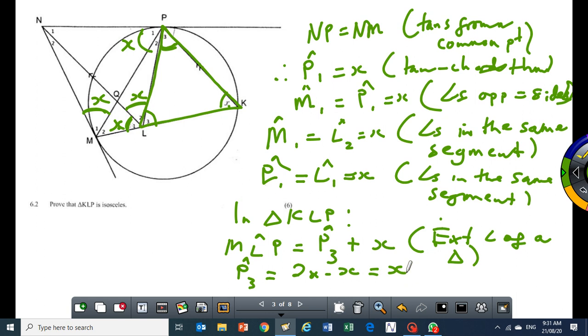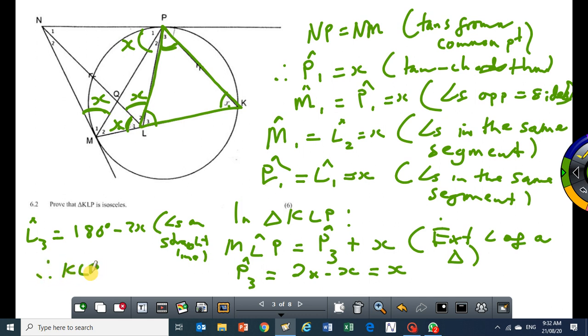Furthermore, I'm just going to write this one here separately, and I'll say L3 is equal to 180 degrees minus 2x. That's angles on a straight line. Then I'll say therefore KLP is isosceles. It's 6 marks, so I suggest that you provide as much information as possible. The more information you provide in terms of statements and reasons, the more likely you are to get the full 6 marks than by providing less information.